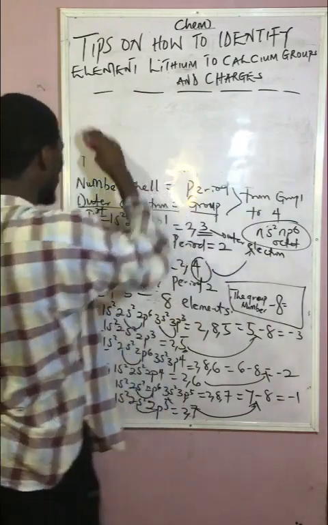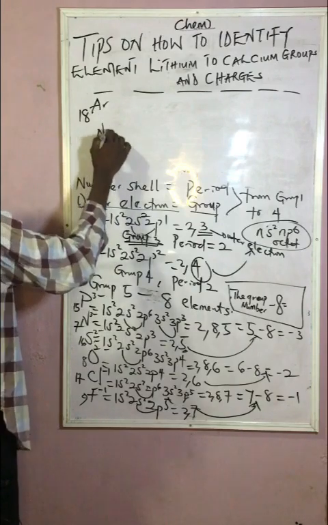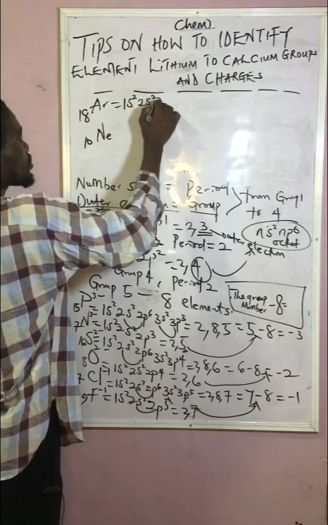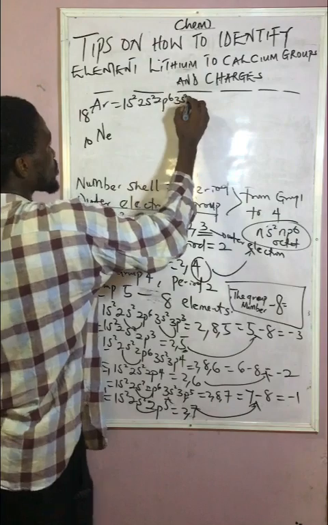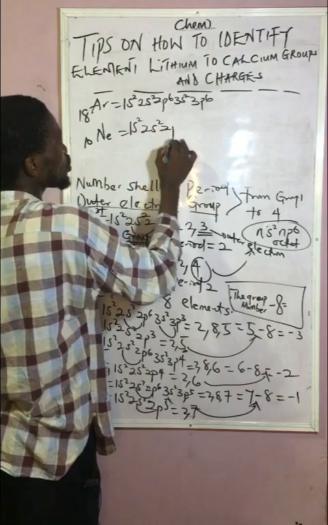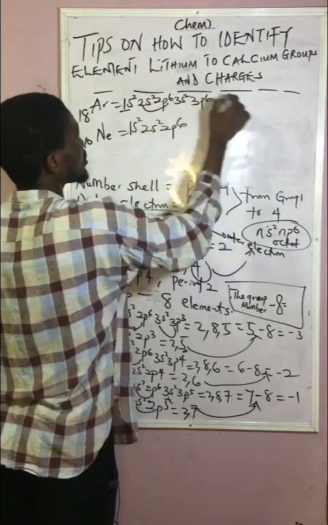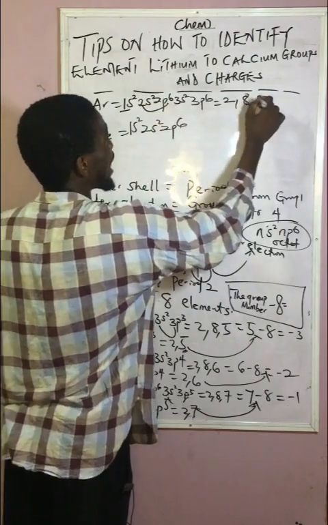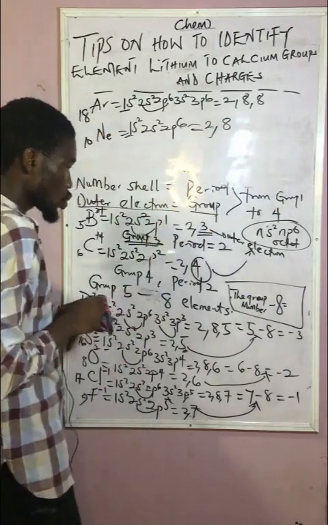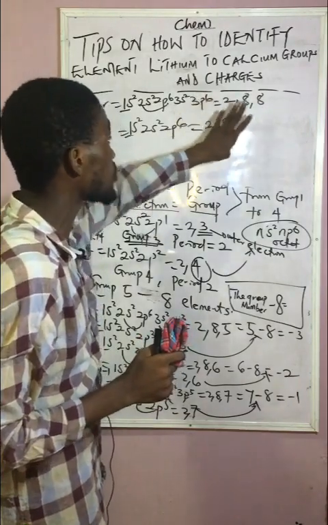So argon, Ar, is 18. Neon is 10. So you can say we have 1s2, 2s2, 2p6, 3s2, 3p6. This one we have 1s2, 2s2, 2p6. So this we have 2, 8. This we have 2, 8, 8. So for argon, the outer electron is 8. Argon belongs to group 8.